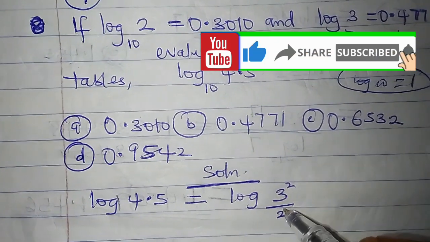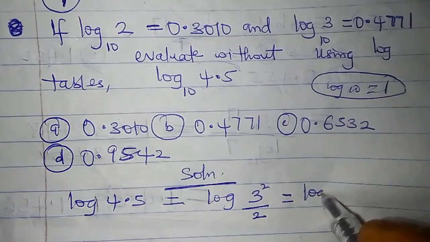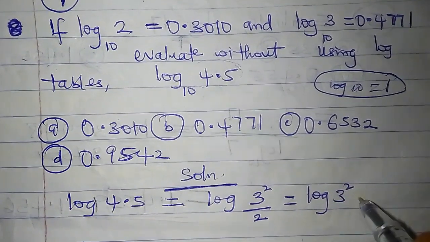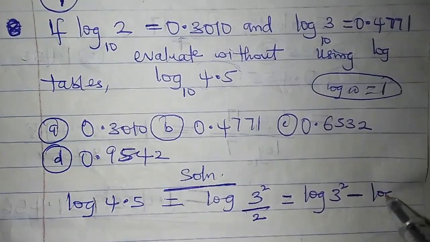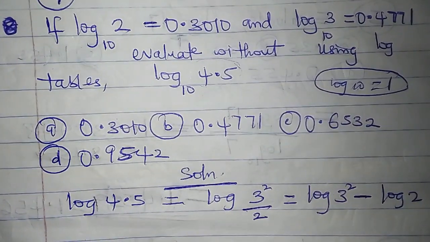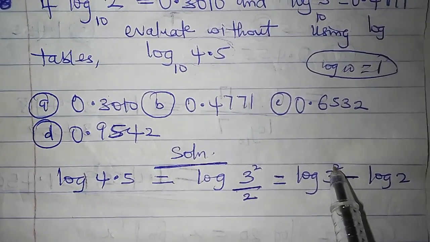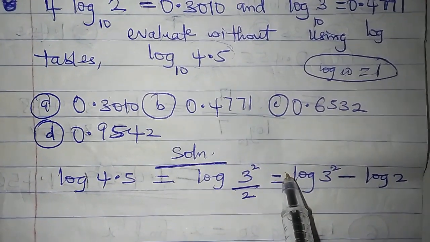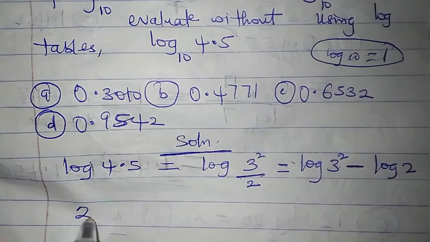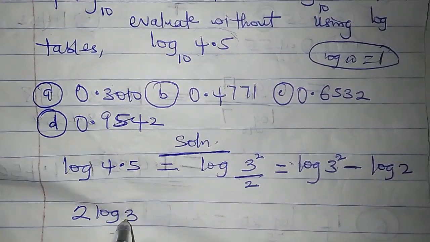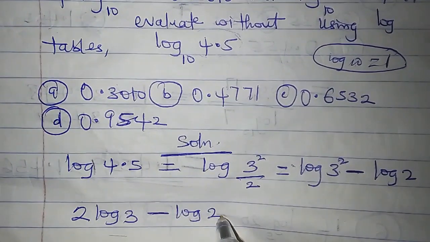So if I expand this using the law of logarithm, it is equal to log 3 raised to the power 2 minus, because of this division sign, log 2. Okay, now keep watching. By the law of logarithm, this 2 will multiply log 3. That is 2 log 3 minus log 2.